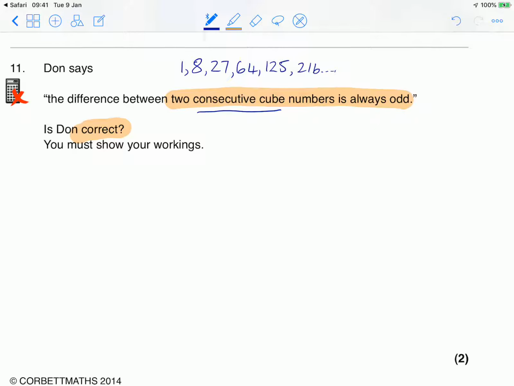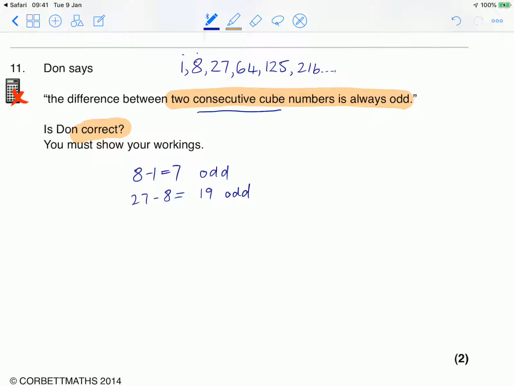So the difference between two consecutive cube numbers. Let's try the first two. 8 take away 1, which is 7. Yeah, that's odd. 27 take away 8 if I do the next pair. 19. Yeah, that's odd as well.